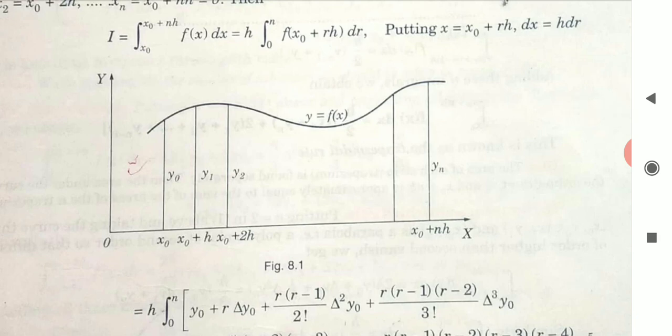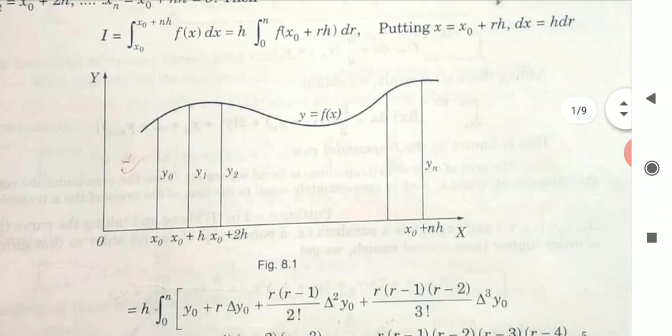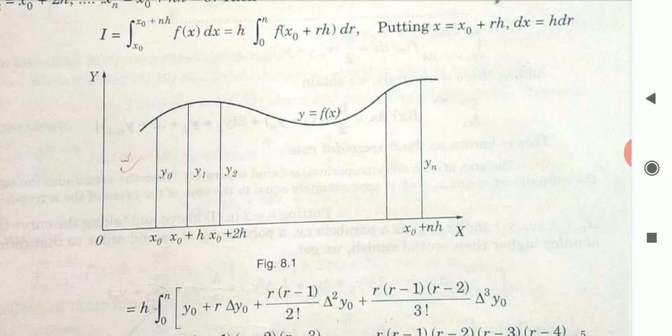This figure is very much important, and one more thing is very important: the knowledge of integration. What is the physical significance of integration? We know definite integration signifies area under the curve. So when we are finding integration a to b f(x) dx, we are finding the area under the curve y is equal to f of x and the x-axis, bounded on the x-axis by x is equal to a and x is equal to b on the left and right respectively.